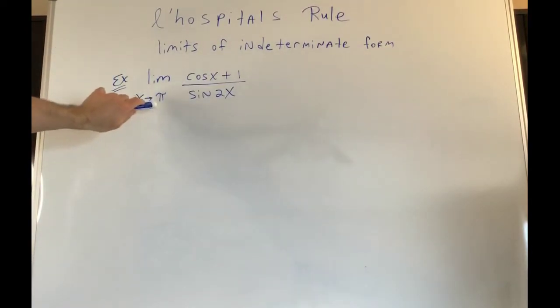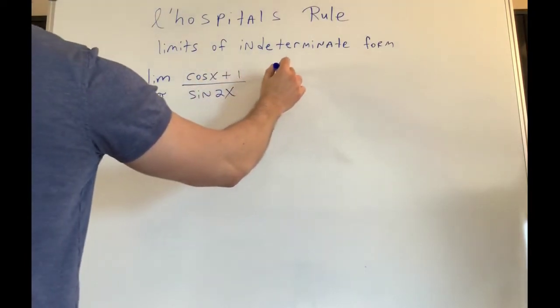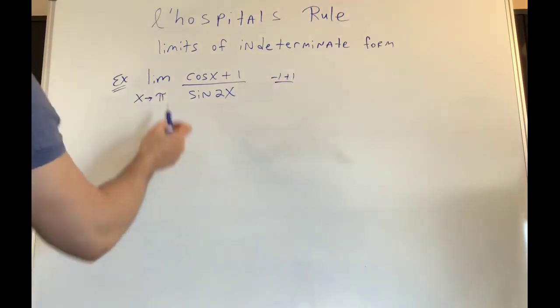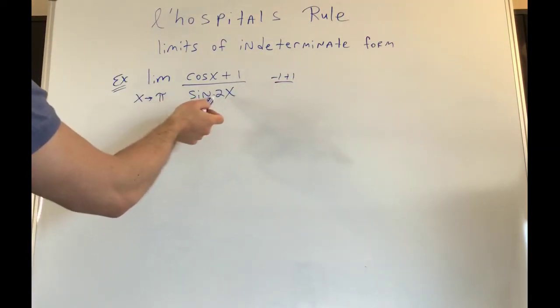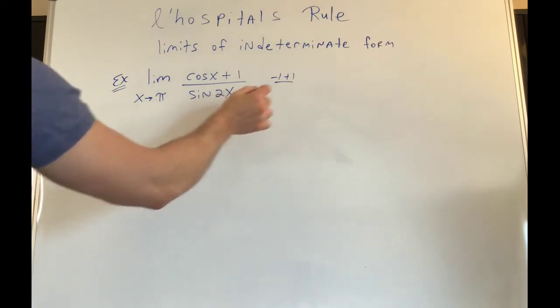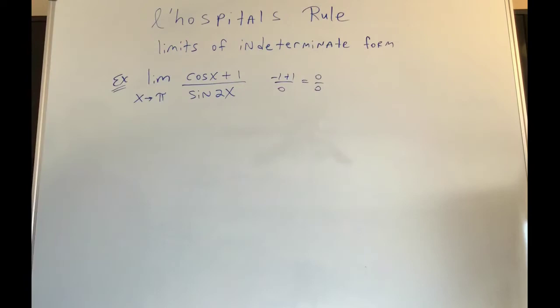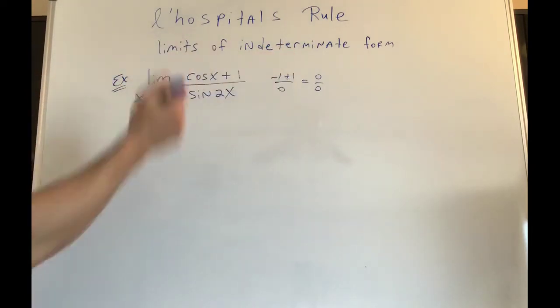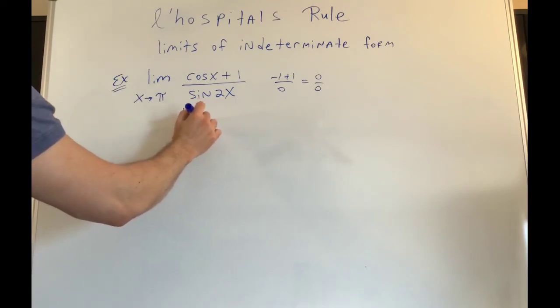Limit as x goes to pi. Oh boy, pi. I don't want to do pi. Cosine of pi is -1. Sine of 2 pi. Now, pi is 180, 2 pi is 360. Sine of 360 is 0. Aha, indeterminate form: 0 over 0. You cannot determine. So, I'm going to use L'Hôpital's rule.